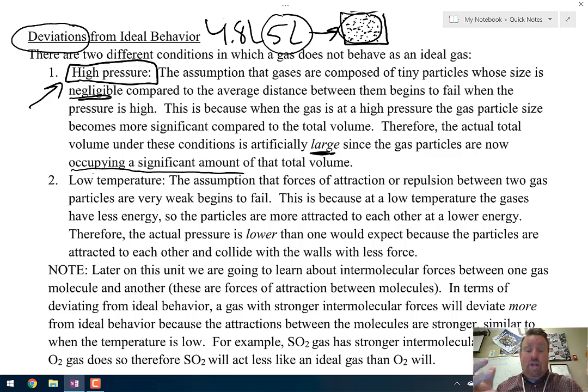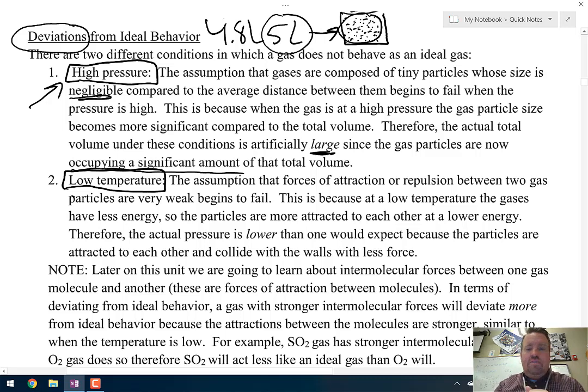Okay, more energy, the less likely they are to stick together. We know that water in the gas form turns back into a liquid as it cools. So as the temperature goes down, things become more attractive to each other. So the second way that gases deviate from ideal behavior is at low temperature.